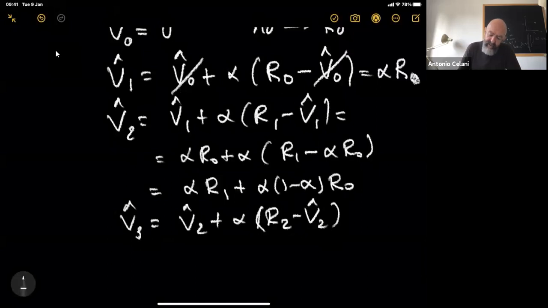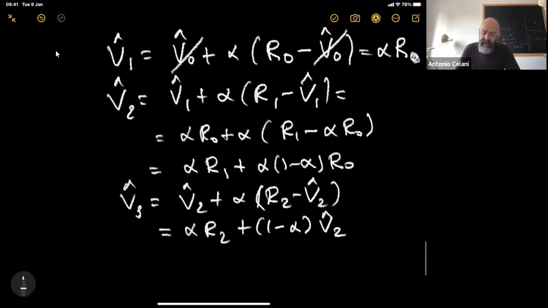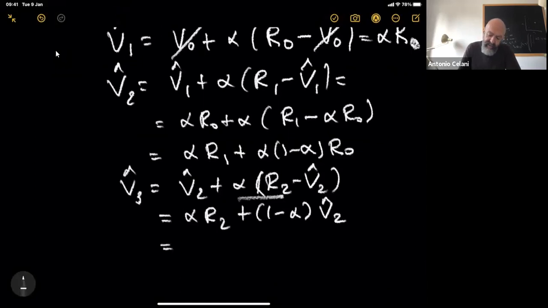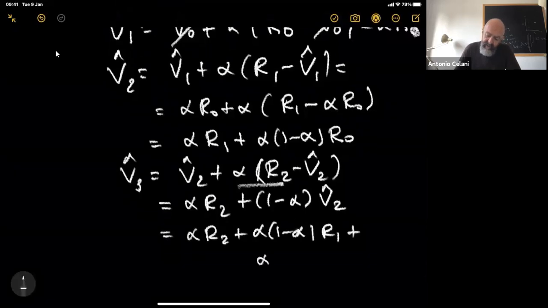And use V2 explicitly there, which will lead me to, let's rewrite this in another way, which makes it even more transparent, I think. So I collected the estimate V2 in the previous line. Okay, I extracted this one here, and then I collected that. And then if I plug that in, what do I get? Well, I get alpha R2 plus alpha (1 minus alpha) R1 plus alpha (1 minus alpha) squared R0.